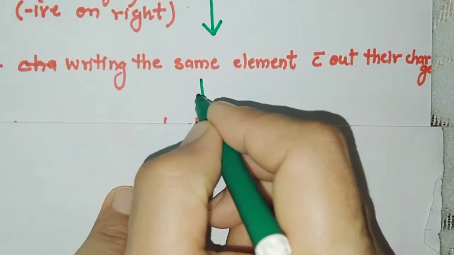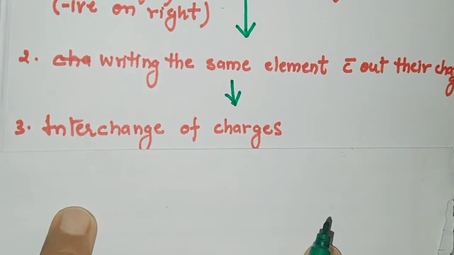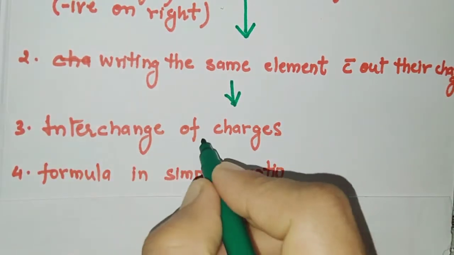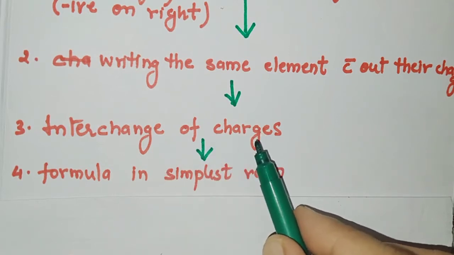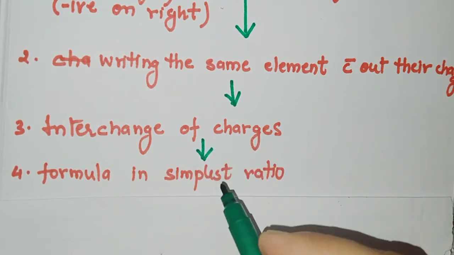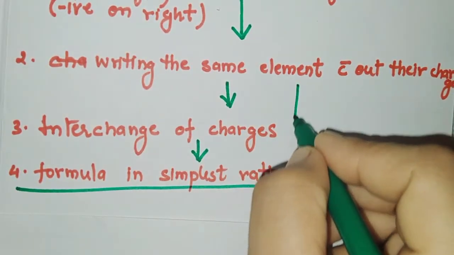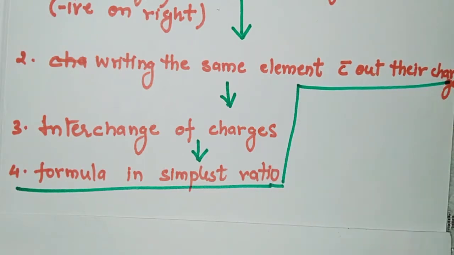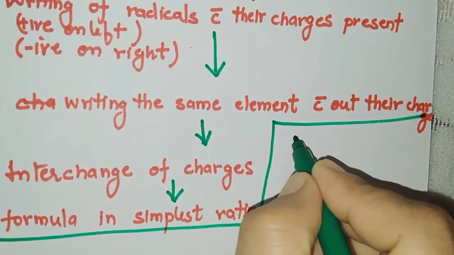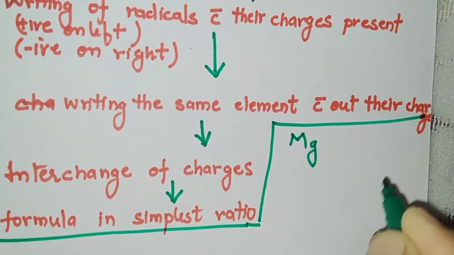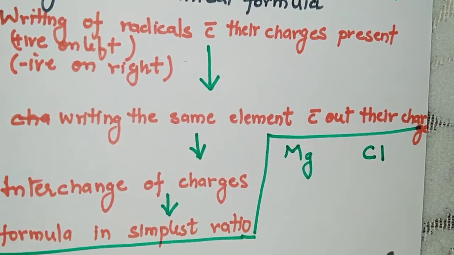After this, what will be our third step? Our third step will be the interchange of charges. After this, if they are not in the simplest ratio, we have to convert it into the simplest ratio. Now let us take some examples. I am taking here the example of Mg and Cl. We have to write a formula.